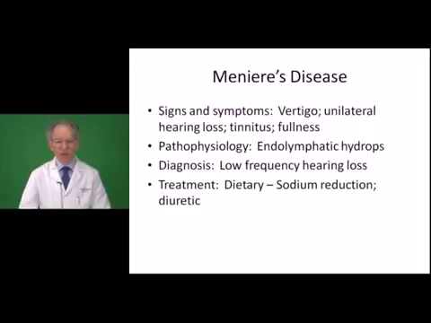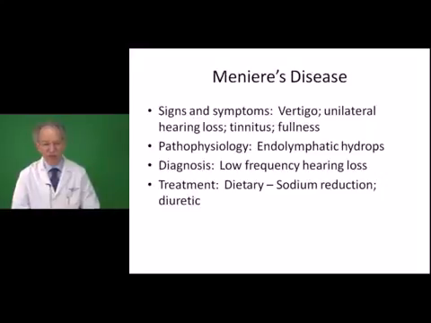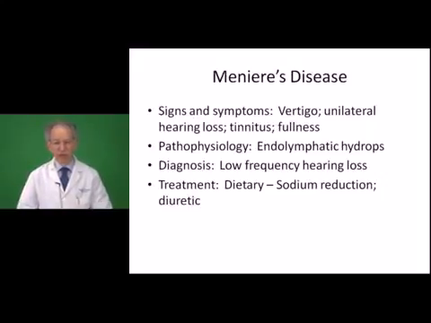Now let's talk about Meniere's disease. Meniere's disease is characterized by vertigo, unilateral hearing loss, tinnitus, and ear fullness. The tinnitus and ear fullness are usually on the same side as the hearing loss. The pathophysiology of Meniere's disease is endolymphatic hydrops, that is, swelling and increased pressure in the inner ear endolymphatic channels.